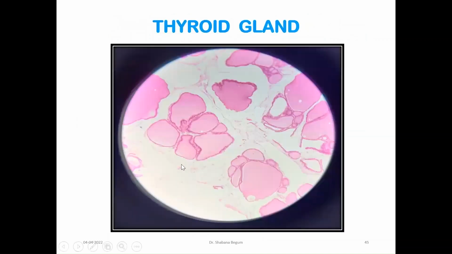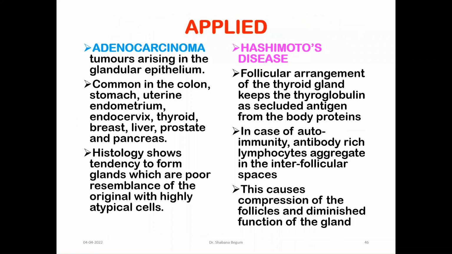This is a slide showing the thyroid follicles. This is the secretion of the thyroid follicles, that is the colloid, and it is surrounded by the follicular cuboidal cells. The follicular arrangement of the thyroid gland helps to keep the thyroglobulin of the thyroid follicles as a secluded antigen from the body proteins. Thus, the body proteins cannot initiate an immune response against this antigen.